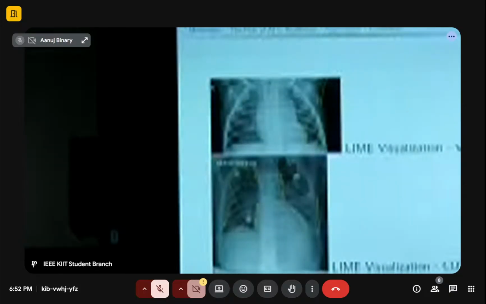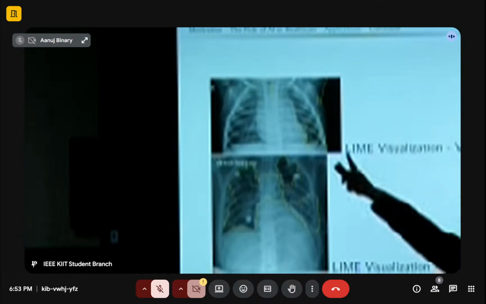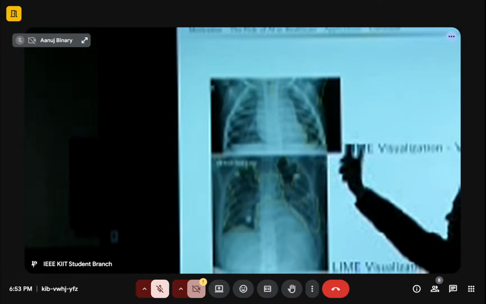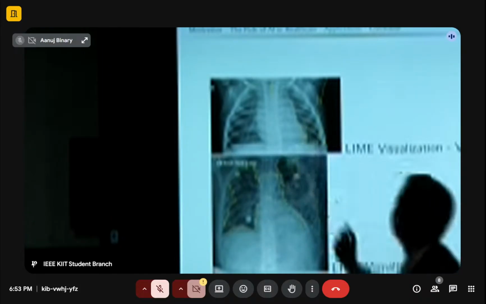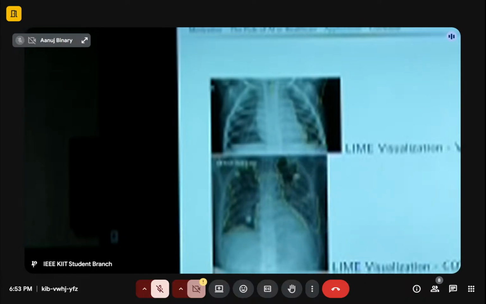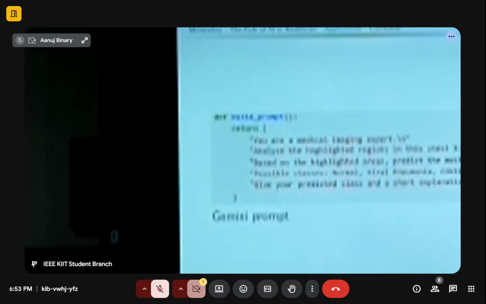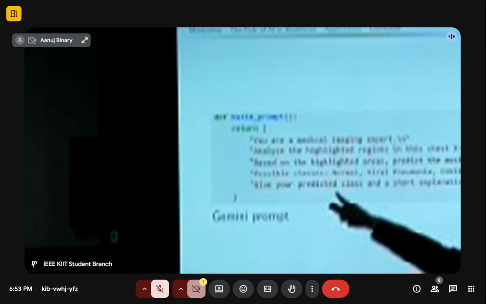Then you can see this example, the LIME visualization for viral pneumonia. By using ChatGPT and Gemini 2.0, we are able to predict where we have COVID symptoms. Now we are giving it to the Gemini prompt. By using the API, we will give it to the Gemini.